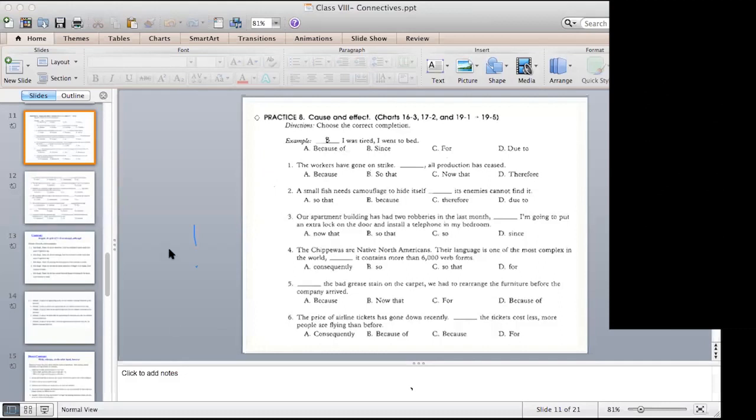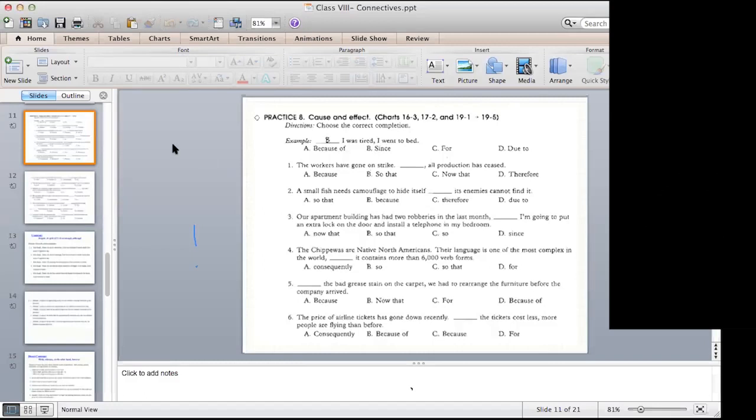Anyway, that's fine. Good. All right, so we're going to do this exercise about multiple choice. It's about connectives again, what we studied so far. So the first one is "because of"? And since I was tired, I went to bed. Now, number one. The workers have gone on strike. Therefore, all production has ceased.